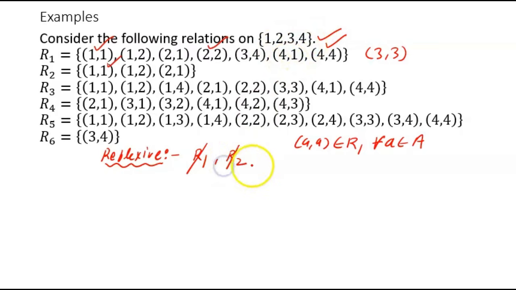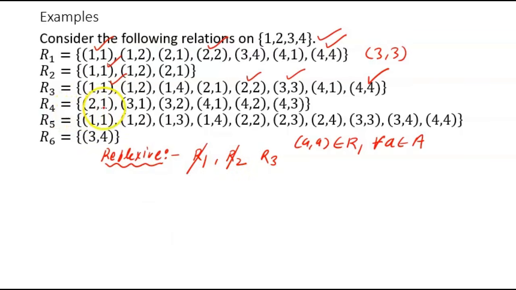So R2 is also not reflexive. If I talk about R3, R3 has (1,1), R3 has (2,2), R3 has (3,3) and R3 also has (4,4), right? So R3 is going to be a reflexive relation. Okay. Let us look at R4.